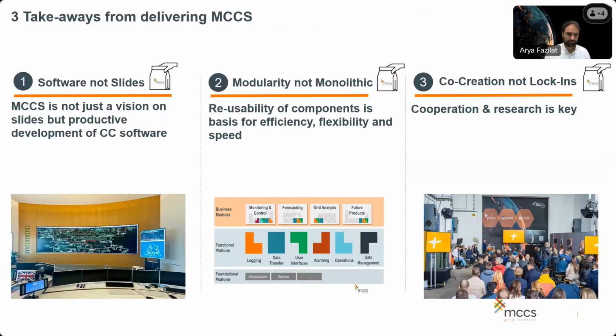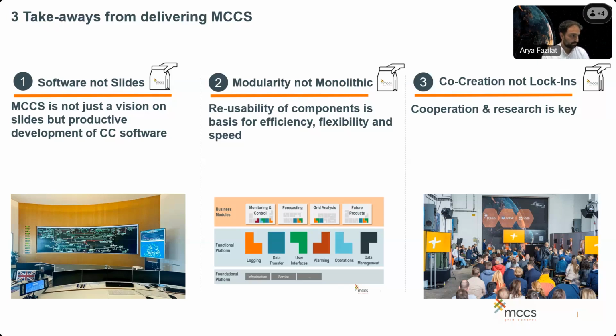And the 3 takeaways of today from MCCS are that it is software, not slides. We told you in 2018 we started this initiative, and we now have a product organization with 6 product lines. On the photo on one, you see our forecasting modules in our control center. This screen is showing the forecasting that we have developed in the product line forecasting. We put a screen into the control center, and it's running there for use in pre-commissioning with our control center colleagues.